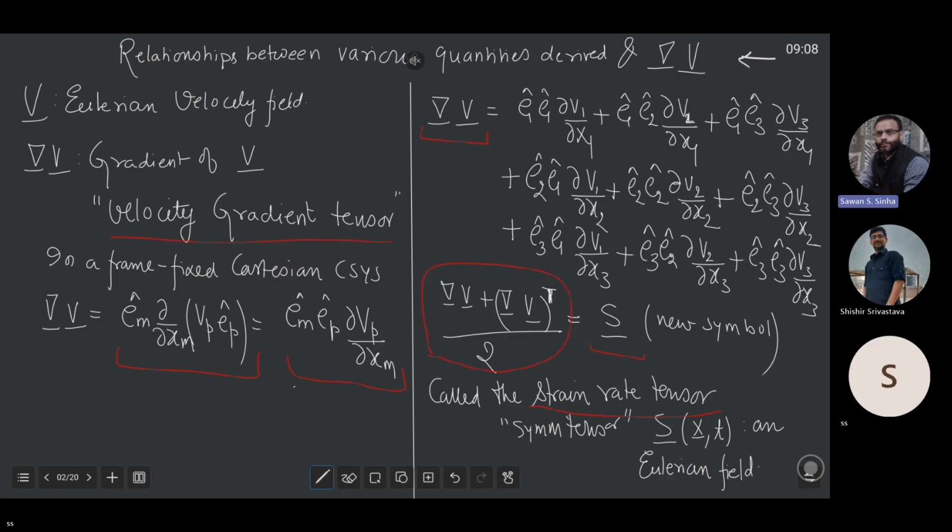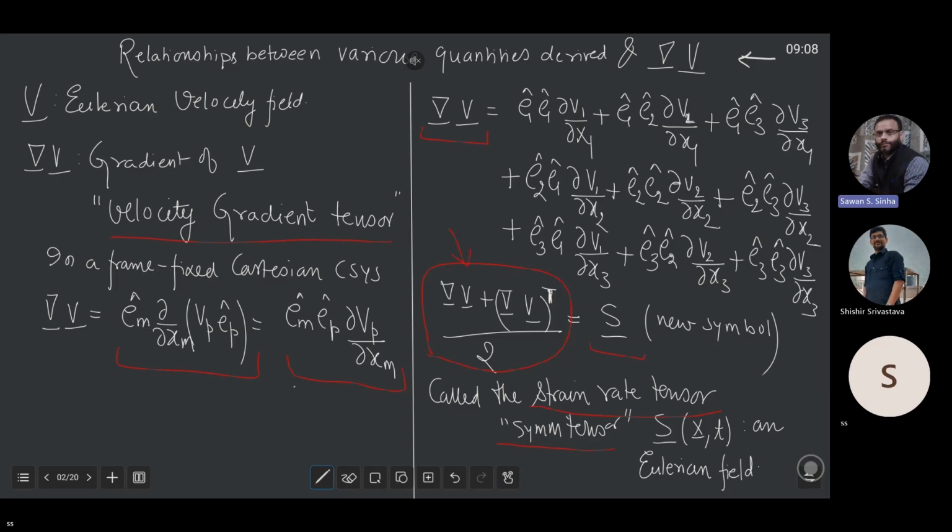Keep in mind that strain rate tensor is a symmetric tensor, because any tensor which is born out of this kind of operation, a second order tensor added to the transpose of it divided by 2, is bound to be symmetric, and thus strain rate tensor is also symmetric.